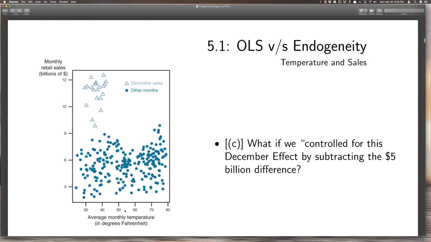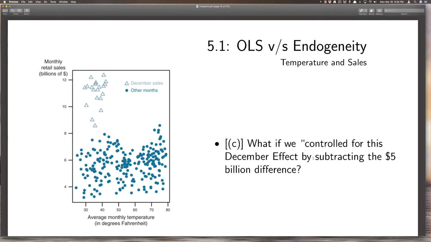Decemberness, in other words, is correlated with both being cold and it's correlated with sales. So we have a missing Z correlated with X and Y. So what if we controlled for that December effect? The way we're going to do this in our model is not going to be exactly what I describe here, but this is a good way to start to think about what we mean by controlling, all right? So we could control for Decemberness, right? Each month, the Decemberness is what is correlated with X and Y.